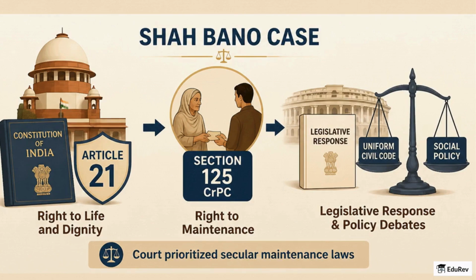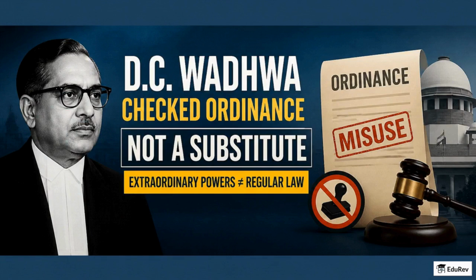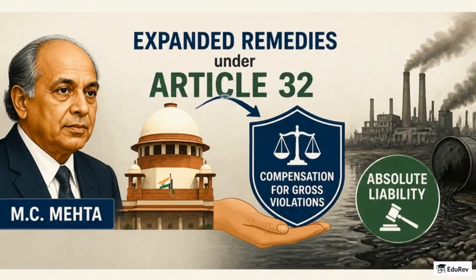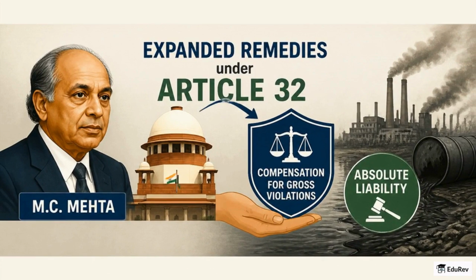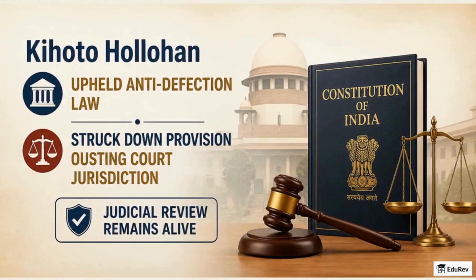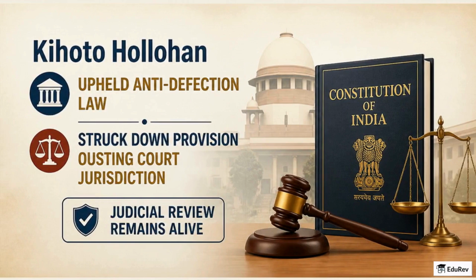D.C. Wadhwa exposed misuse of the governor's ordinance power, reminding you that extraordinary powers cannot replace regular legislation. M.C. Mehta expanded Article 32's remedial role so the court can award compensation for gross violations and introduced absolute liability in environmental disasters. Kihoto Hollohan validated most of the anti-defection law while keeping judicial review alive by striking down a provision that tried to oust court jurisdiction.